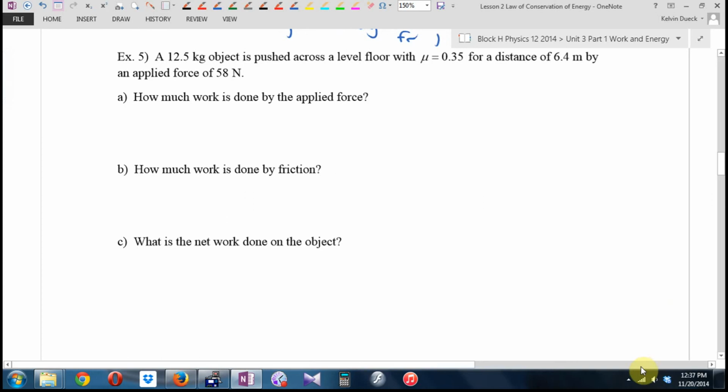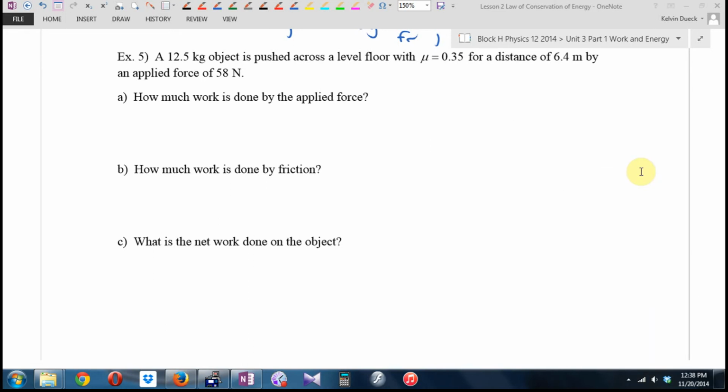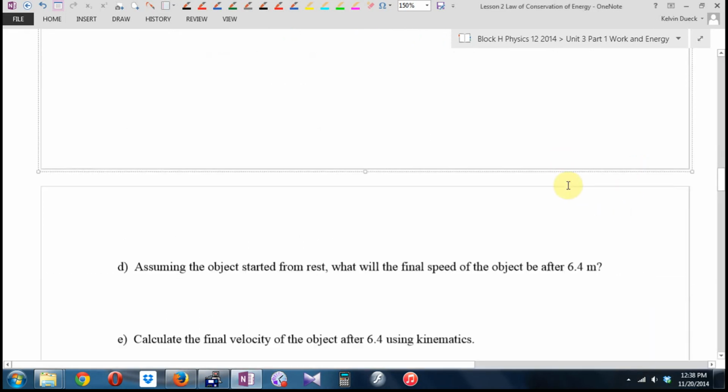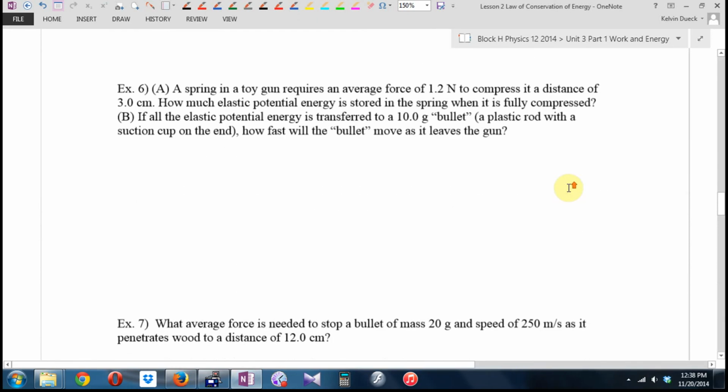Example 5. This one's a little trickier. Now we're going to be combining force and friction and all sorts of stuff. This one isn't exactly the law of conservation of energy, but it fits into kind of our thinking here. How much am I going to be getting through here? Don't know how much I'll get through today. We'll see.